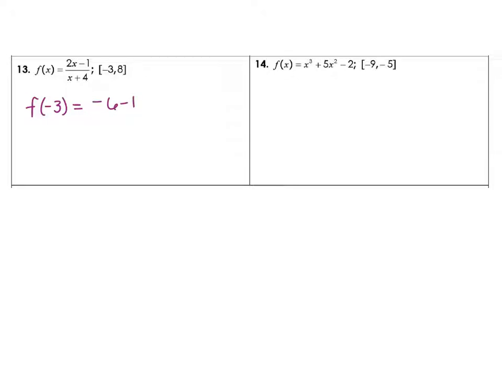And then in the denominator, we're going to have -3 plus 4. So this one looks like we're going to have -7 over 1, so -7. And then f at 8, when we plug in, we are going to end up with 16 minus 1 over 12. So that's going to end up giving us 5 over 4. So now we're ready to do our slope formula.